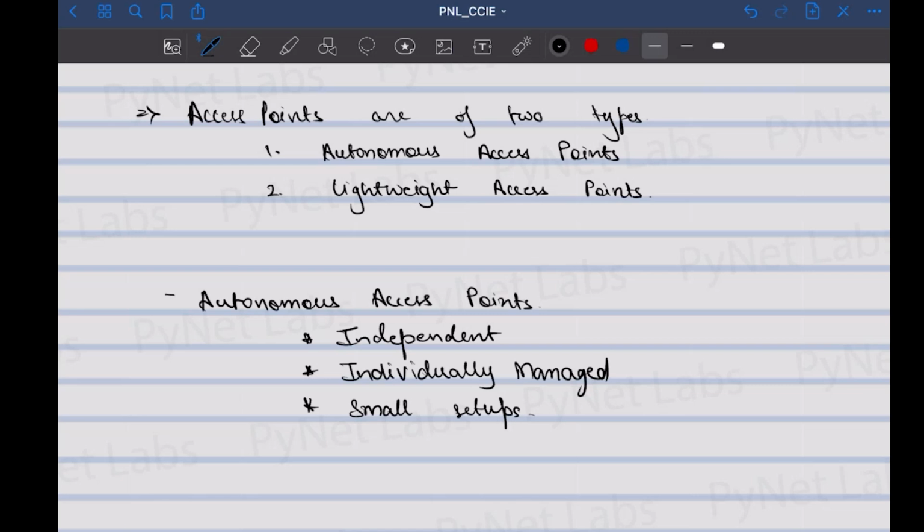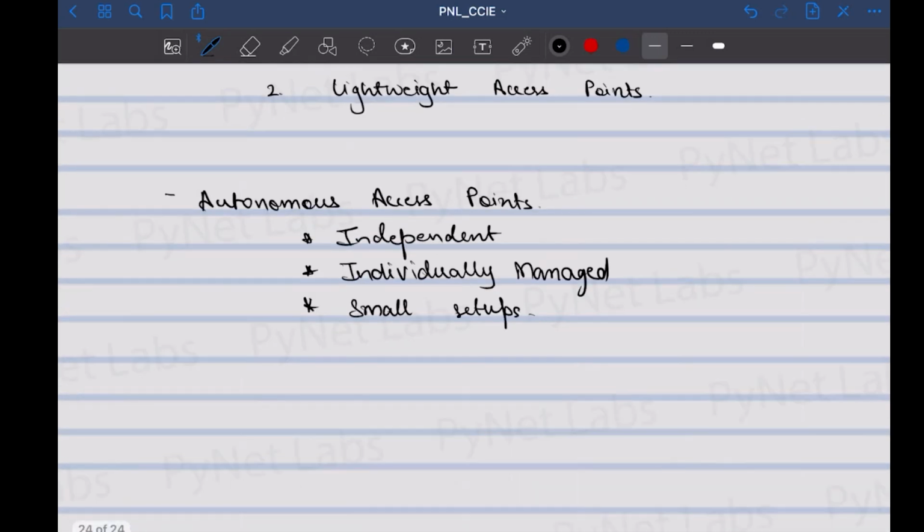Then since they cannot communicate to each other, they also don't know what's happening or what the problems are that maybe my other access points are facing. So such kind of exchange of knowledge or exchange of information is not there. So lack of coordination or lack of knowledge can be a problem when we are using autonomous access points. Now on the other side, we have got lightweight access points.